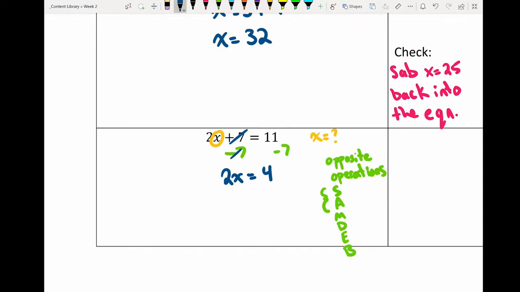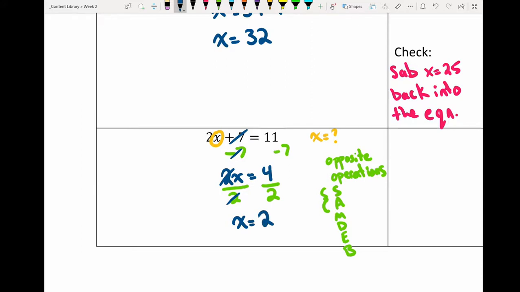Now, the next step, I need to cancel out the 2. So to cancel out multiplying by 2, because again, remember, between the number and the letter, if we don't see any sign, it's multiplying, I need to divide by 2. To keep things balanced, I need to divide the other side by 2. So the one side, they'll cancel out. What if I multiply by 2 and then divide by 2? They cancel out. And x equals 4 divided by 2, which is 2.